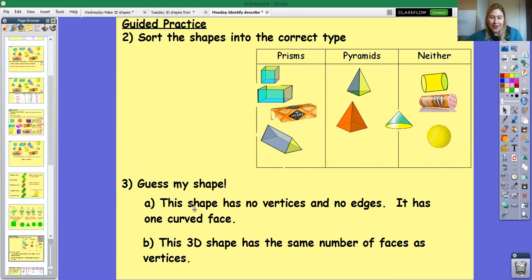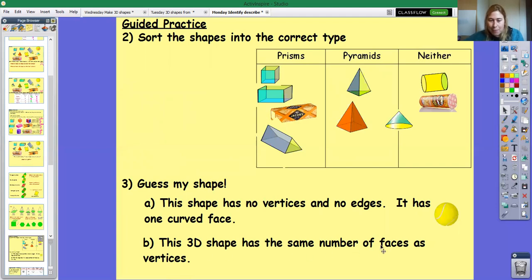Guess my shape. This shape has no vertices and no edges. So no vertices, no edges. That means it could be any one of these, I think. But it has one curved face. Well, I know that the cylinder has got more than one curved face. It's got 2 circular faces, 1 curved face. So I think it has to be the sphere. No vertices, no edges, just 1 curved face.